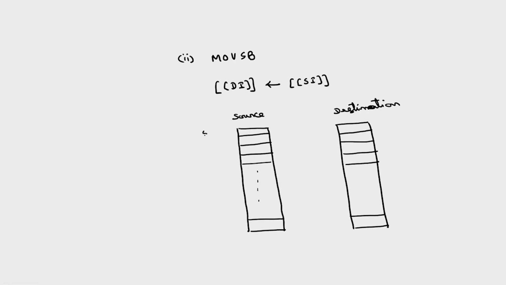Suppose you want to transfer from 5000H to 6000H, say I want to transfer a total of 100 bytes. 100 bytes means 5063 to 6063. This will be a total of 100 decimal bytes.